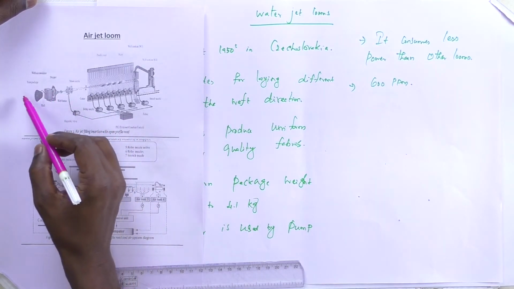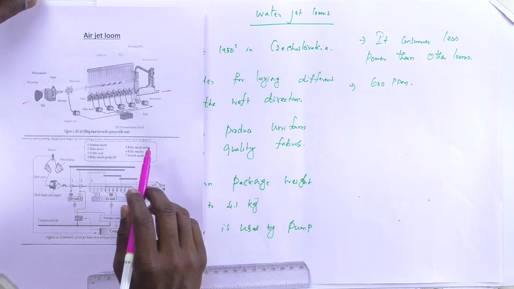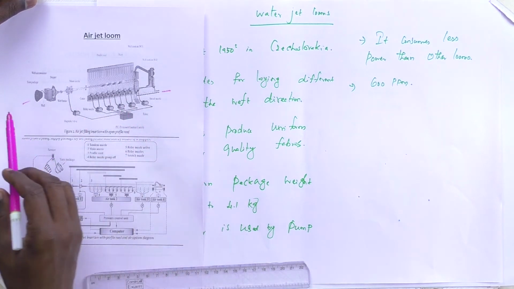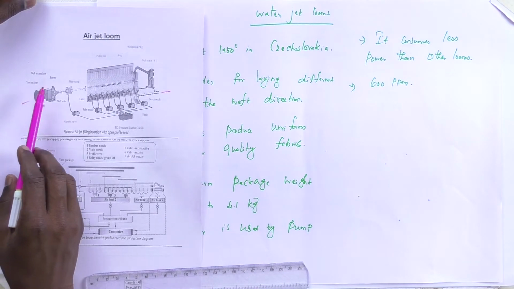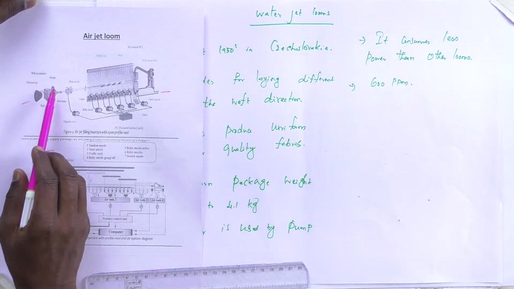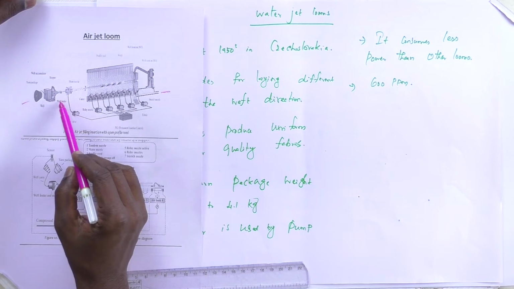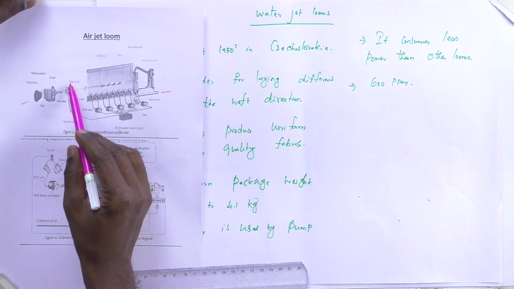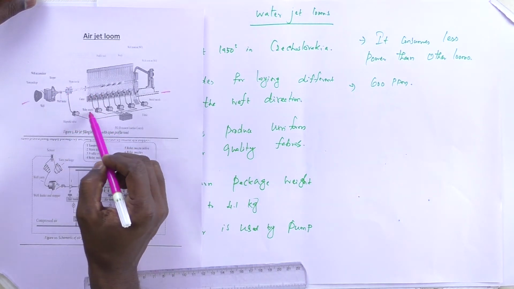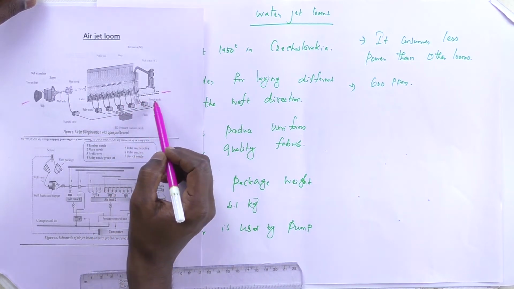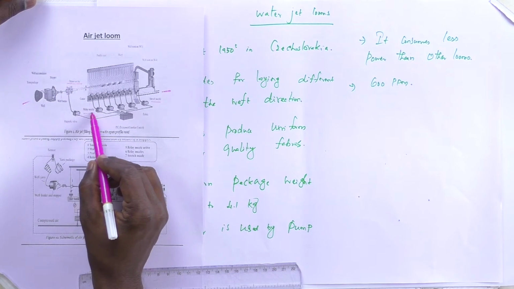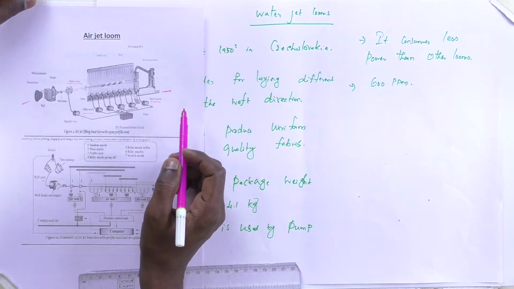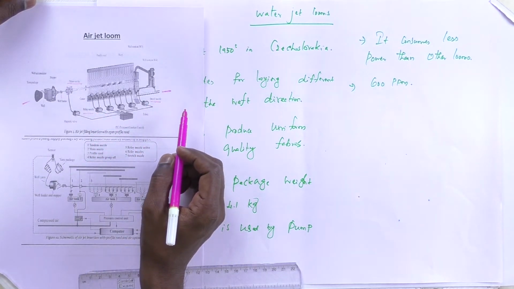The diagram explains the weft insertion technique of air jet loom. This is a yarn package. Weft yarn. This is a weft accumulator. This is a stopper. This is a weft brake. There is a main nozzle and relay nozzles. Stretch nozzles are also available. So main nozzle, relay nozzle, stretch nozzles. There are 3 types of nozzles available in air jet loom.